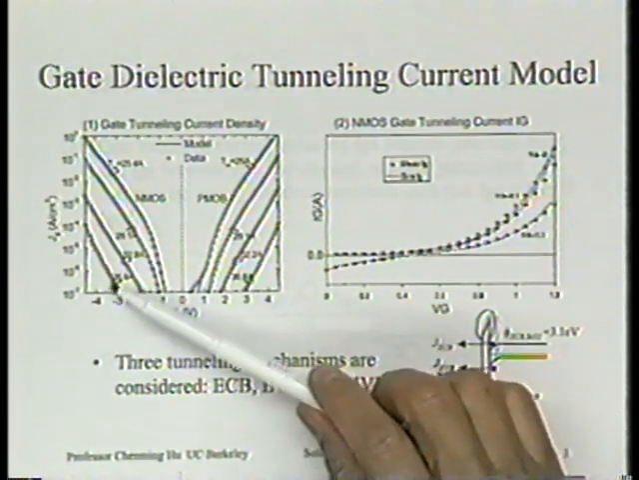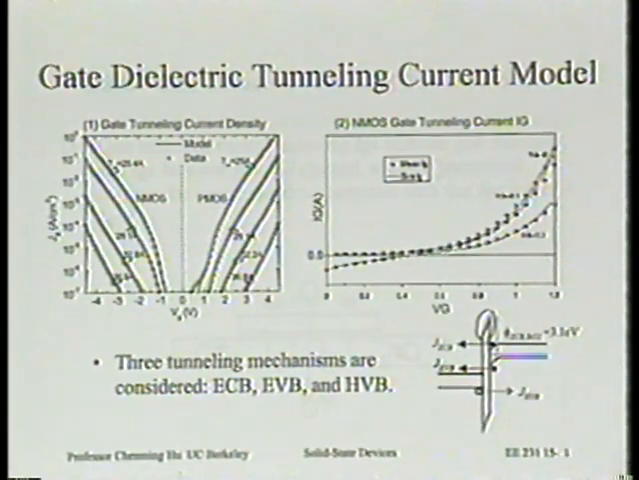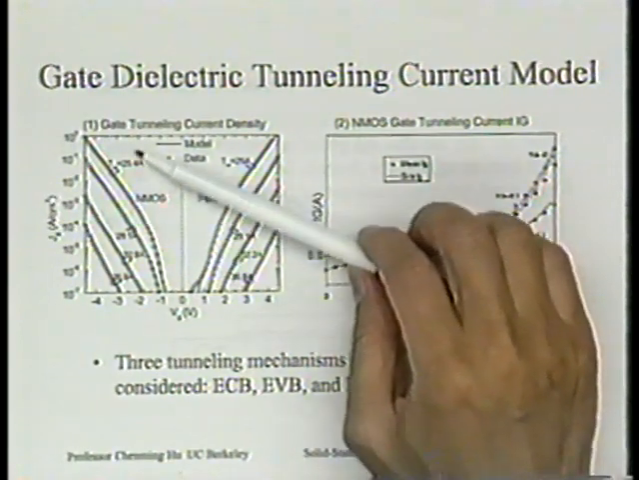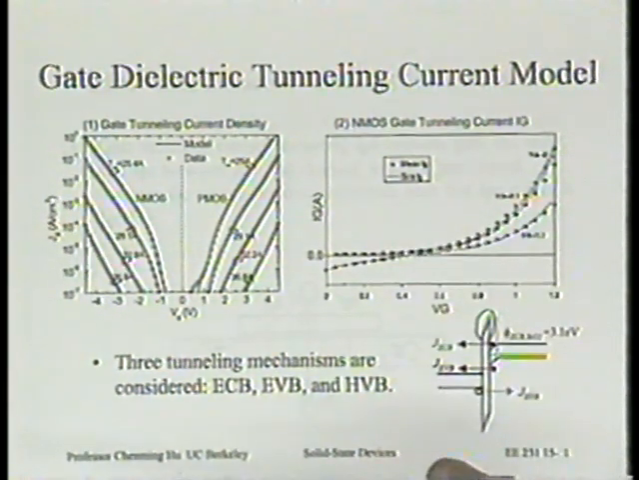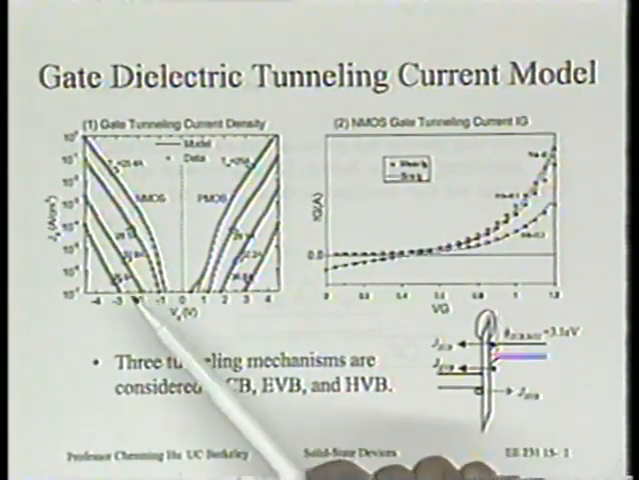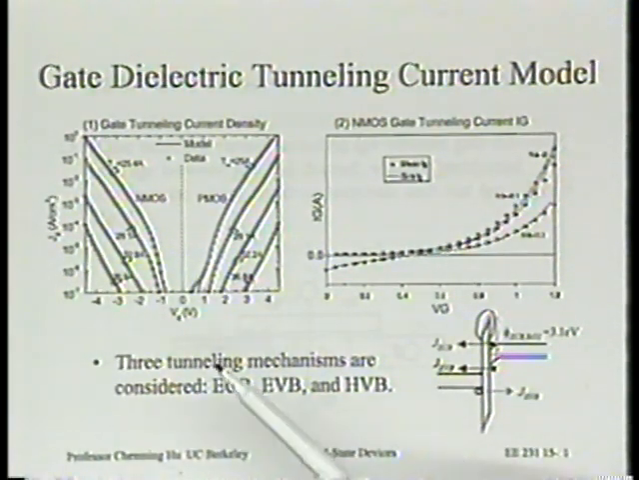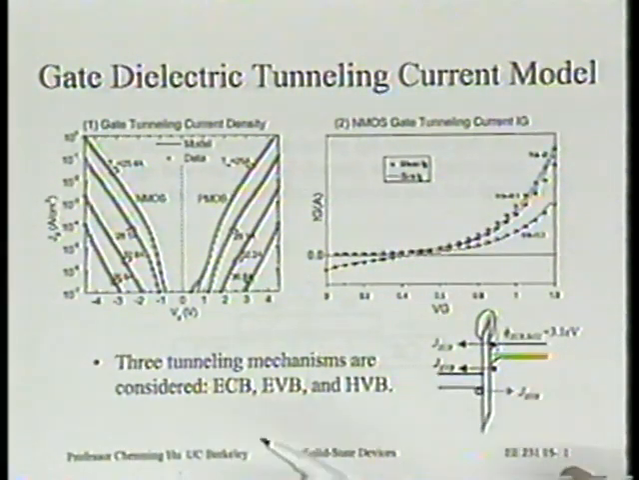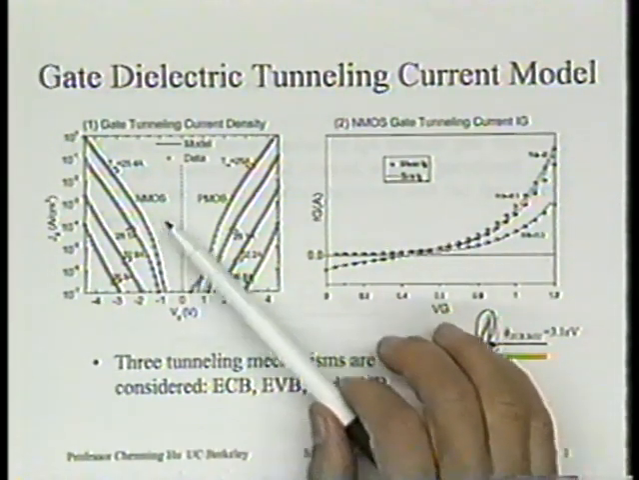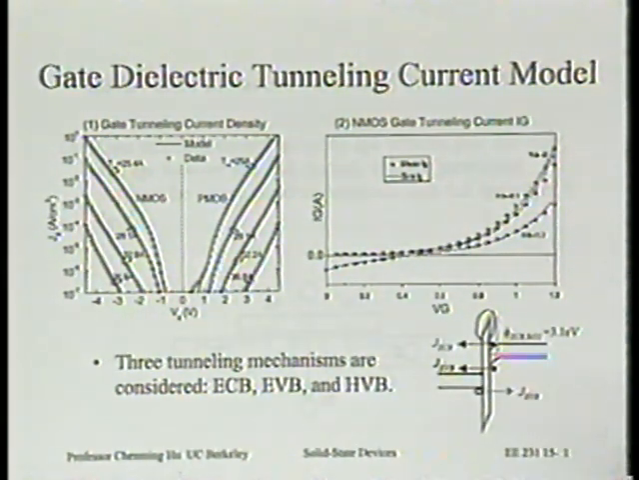And notice how many orders of magnitude tunneling current has increased. See that? Now you can see why this is a serious concern going into the future, all right? Extremely strong function of the oxide thickness. And with this model, we're able to model many other details of these characteristics because we considered all three components, and PMOS and NMOS both work very well.